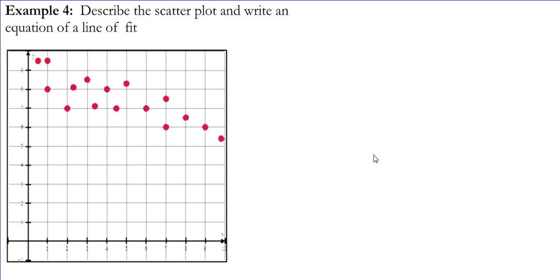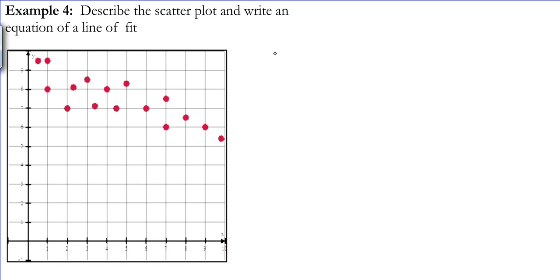Alright, this problem you need to do by yourself. Let's kind of go through the steps. First, I want you to describe it. Do you think it's strong? Do you think it's weak? Do you think it's positive or negative correlation? Then, we need to write the equation. Okay, so go ahead and let's write down our first few steps.